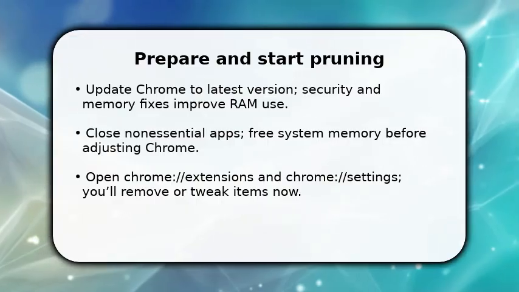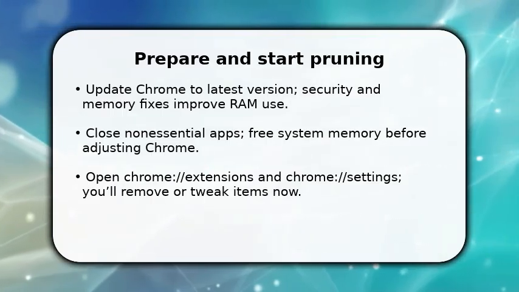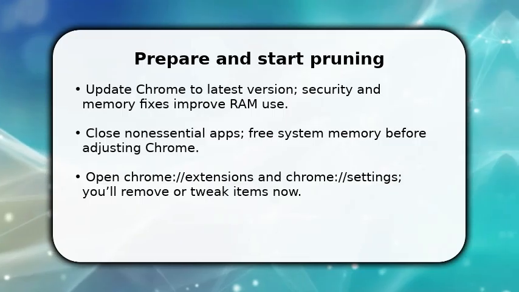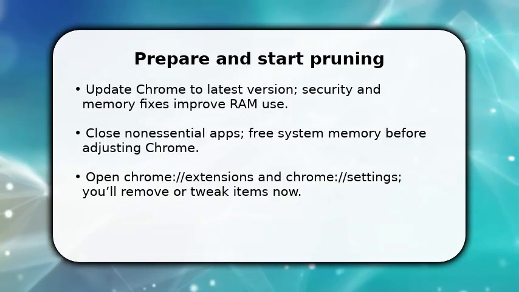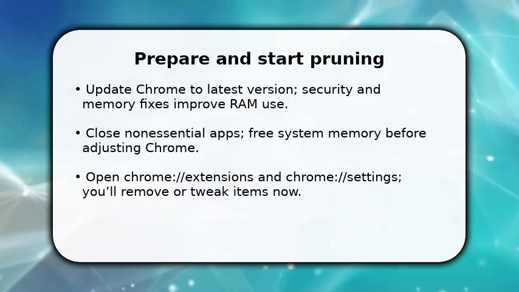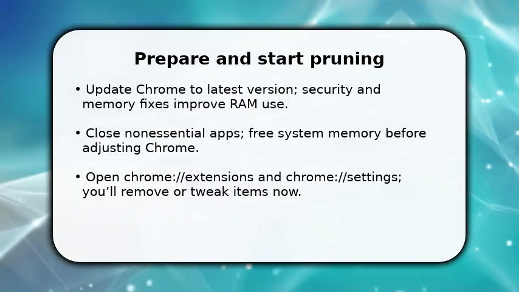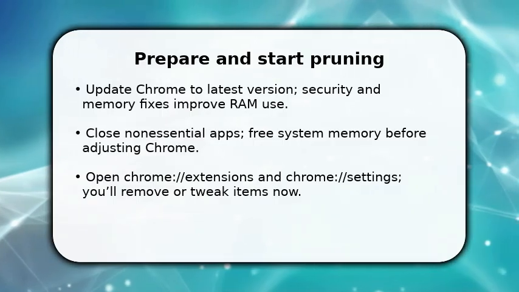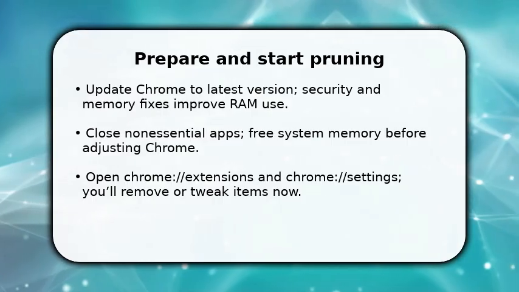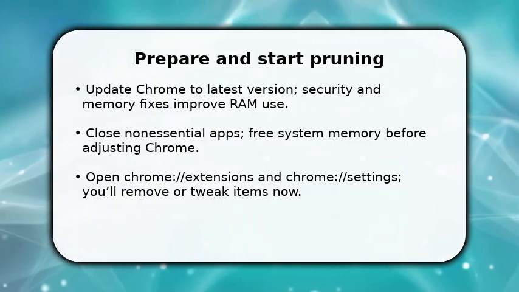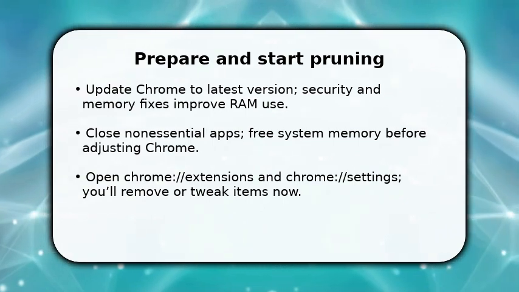You start by preparing the environment. Update Chrome and close other heavy apps so Windows or macOS has free RAM. Once done, open chrome://extensions and chrome://settings to act immediately. You'll disable or remove non-essential extensions and stop background apps from running. Make sure to keep only one active profile while you trim tabs and extensions. That reduces duplicated processes. This first pass is fast and decisive because memory savings come from cutting.